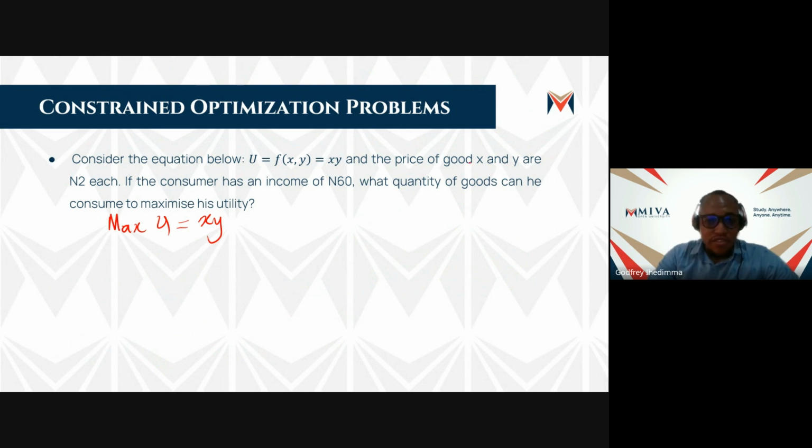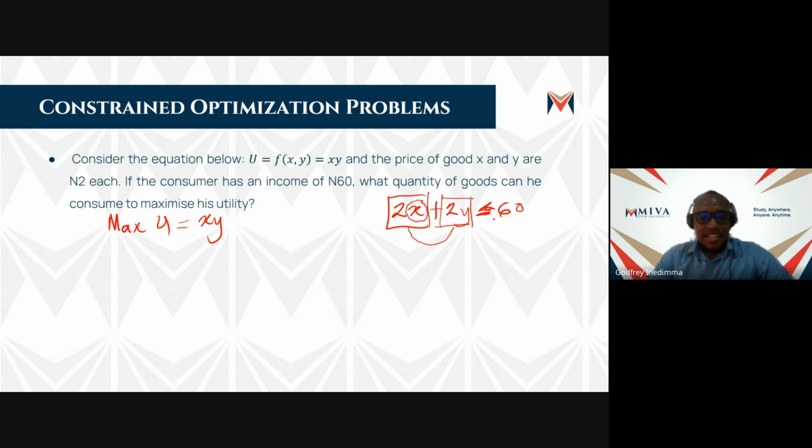So we said the price of good X is 2 naira. So 2 naira times the quantity of X plus 2 naira times quantity of Y equals his income, or originally should be less than or equal to his income. What this means is that whatever quantity of X this guy wants to buy times the price gives you the total expenditure on X. Whatever quantity of Y he wishes to buy times the price gives you the total expenditure on Y. So total expenditure on X plus total expenditure on Y should give you either less than the income or equal to the income.